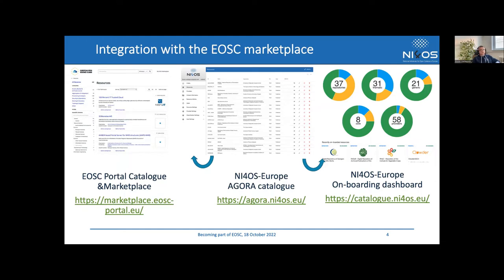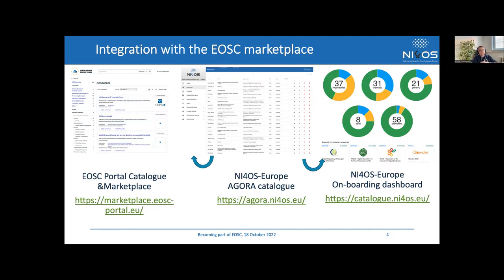So there are not only two of them. The central tool is the Agora catalog, illustrated here in the middle of this slide. On the left-hand side, you can see the EOSC marketplace, so via API, all information from the regional catalog is exported to the marketplace. And finally, on this slide, you can also see the onboarding dashboard, on the right-hand side. The dashboard combines information that is stored within the Agora and the local database. In this way, we are able to give a project-specific view of the registered information within the catalog.